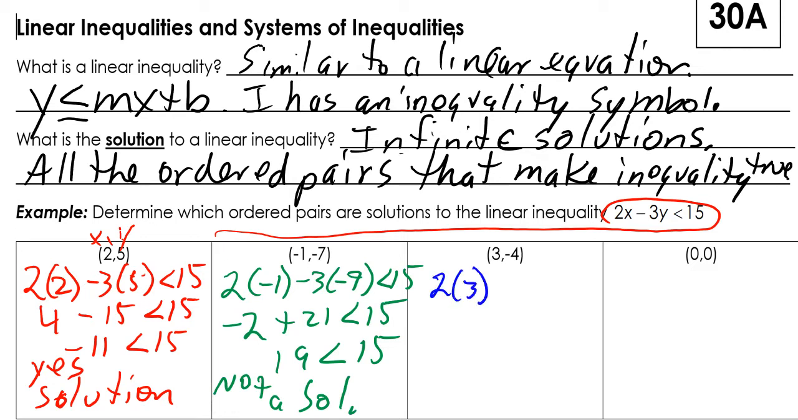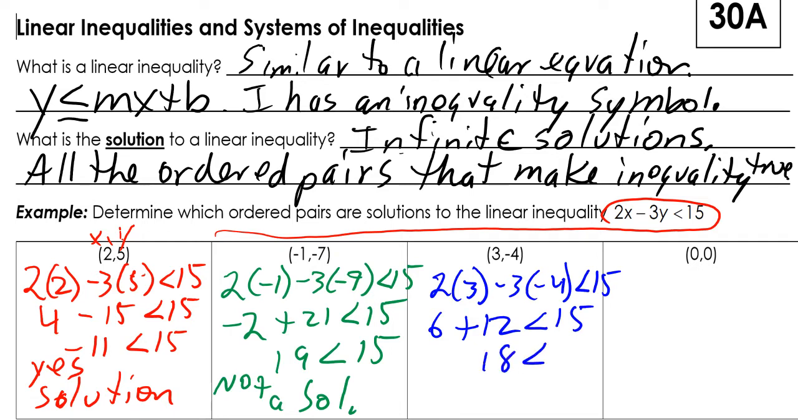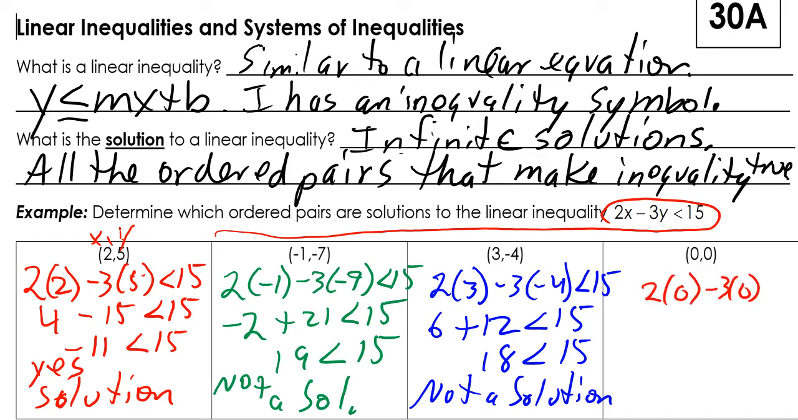2 times 3 minus 3 times negative 4 is less than 15. 2 times 3 is 6. Negative 3 times negative 4 is positive 12. 6 plus 12, 18 is less than 15? No, not a solution. You have to get a true statement for it to be a solution. 2 times 0 minus 3 times 0 is less than 15. 0 is less than 15, yes. The point 0, 0 is a solution.